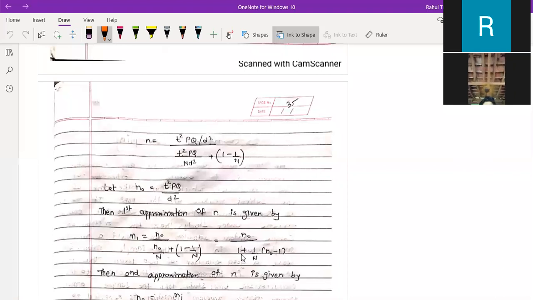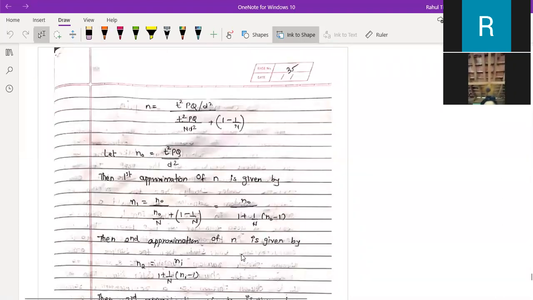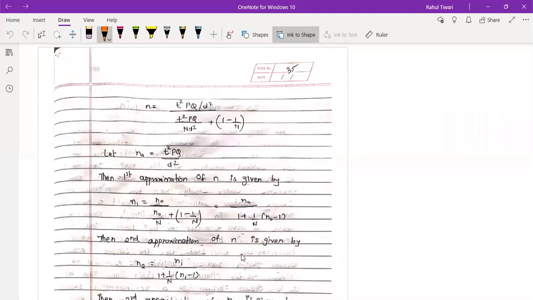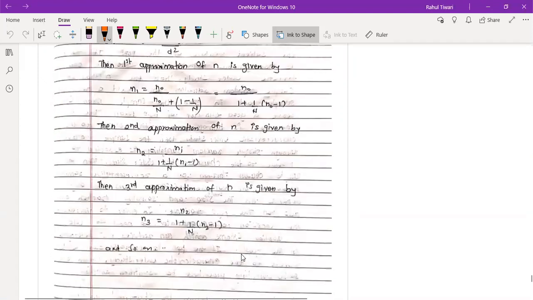This is, I'm just trying to make the approximation. See, if we have this n naught, one can get directly n1. Similarly, if we have n1, one can get n2. If we have n2, I think this is the approximation of n. This is the second approximation of n. This is the third approximation of n. So based on the approximation, one can go with the derivation.